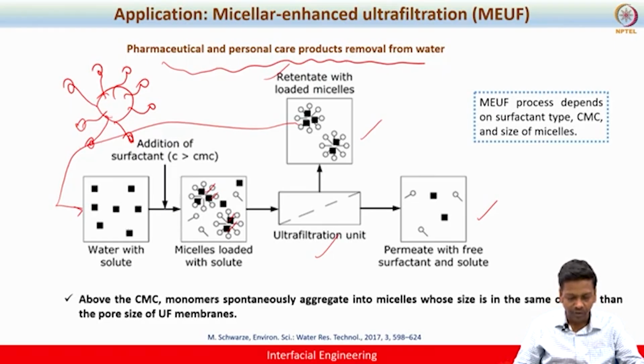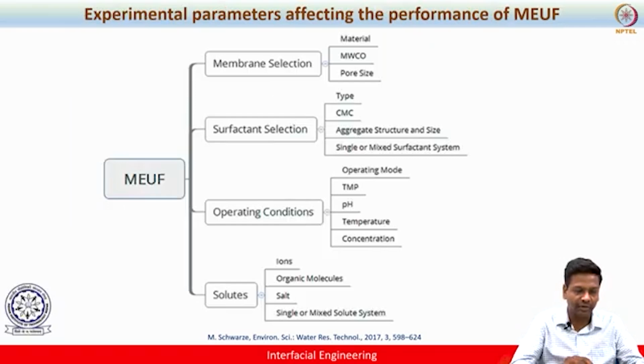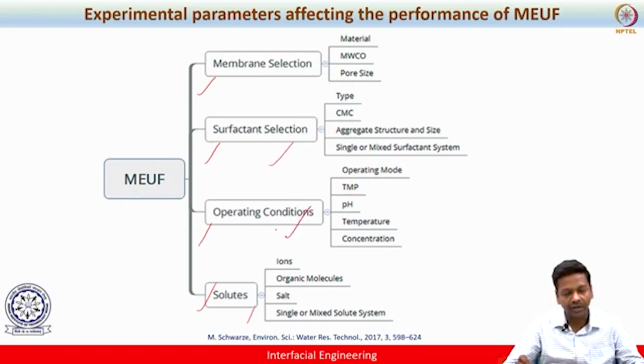Before we explain the technique to separate the surfactant from the target contaminants, we will first look at the various experimental parameters affecting the performance of this membrane process. There are several key parameters that we need to keep in mind. One is the membrane selection, surfactant selection, operating condition, and the different types of solute molecules that we are dealing with.